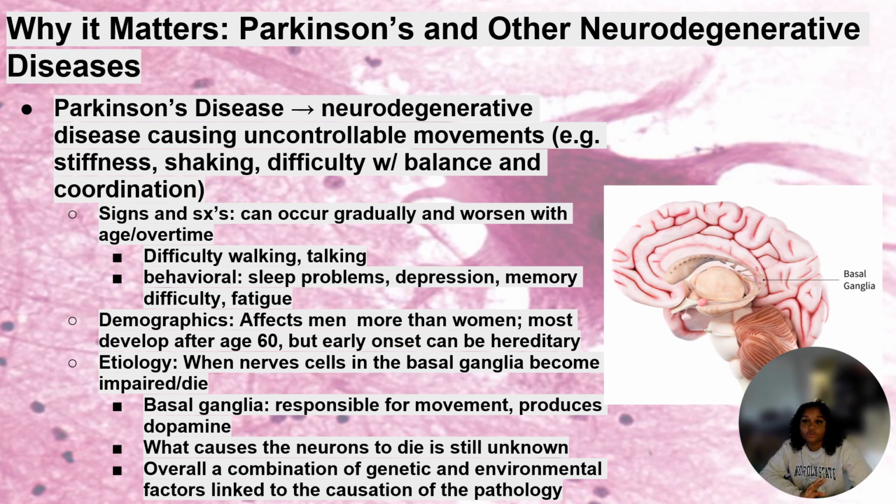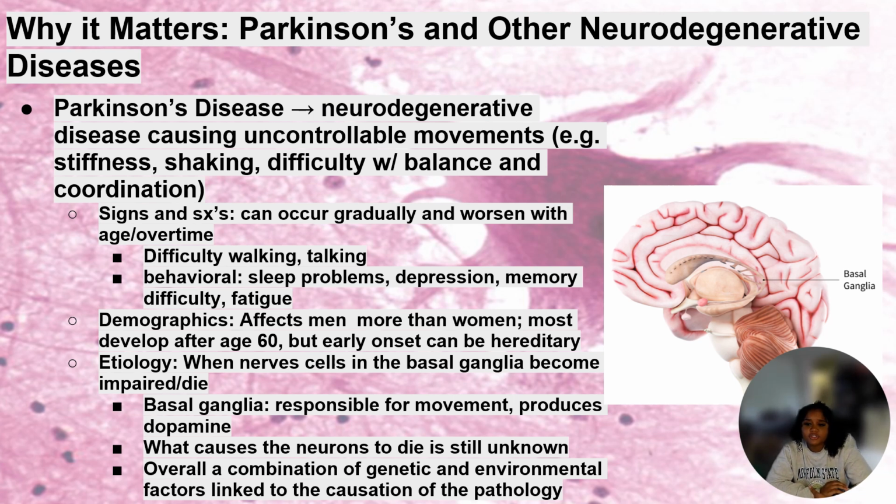So Parkinson's and other neurodegenerative diseases. When I mean neurodegenerative, any type of pathologies that affect neurons and nerve cells and lead to certain abnormalities. And remember, structure equals function, so an abnormal nerve cell could affect the function of the brain. So for Parkinson's disease, we know it as a neurodegenerative disease that causes uncontrollable movements such as stiffness, shaking, difficulty with balance, and coordination. Some signs and symptoms that we see with these patients can occur gradually and worsen with age over time. And it can lead to difficulty walking, talking, and it could even be behavioral problems such as sleep problems, depression, difficulty remembering things, as well as fatigue.